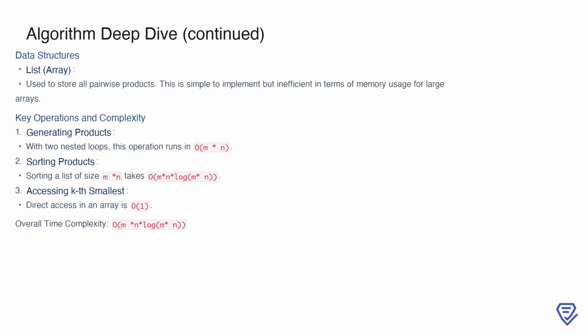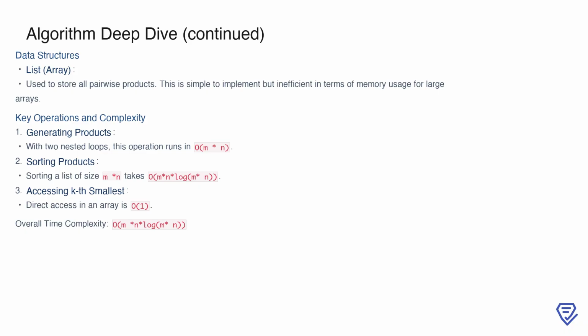The brute force approach relies heavily on data structures and operations that can quickly become inefficient for large inputs. Specifically, we use a list to store all pairwise products. While simple to implement, this approach has significant memory overhead when the arrays are large. Let's analyze the key operations and their complexities.